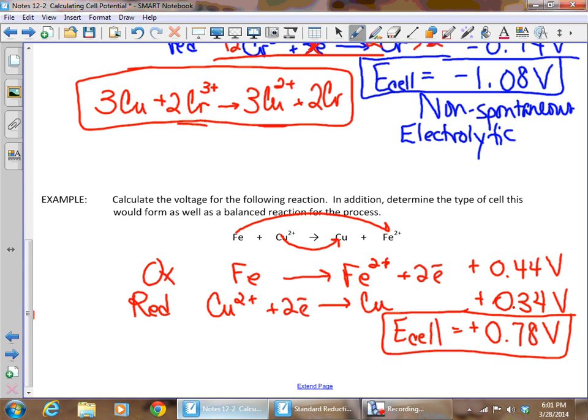What does that tell us? It tells us that this is going to be spontaneous. It also tells us that this is going to be a galvanic or a voltaic cell. So it's a galvanic, also called voltaic cell.